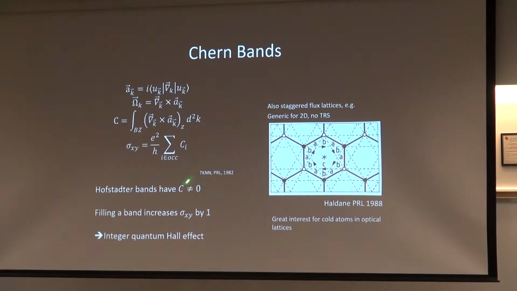It turns out that this is more generic than just the Hofstadter butterfly. All kinds of systems with lattices and broken time reversal invariance can give you similar Chern band physics. The Haldane model of the honeycomb lattice with staggered flux is a good example. These types of systems generically tend to be of interest to a number of cold atom people because they give you a way of maybe making an integer quantum Hall effect without actually needing a large net magnetic field.